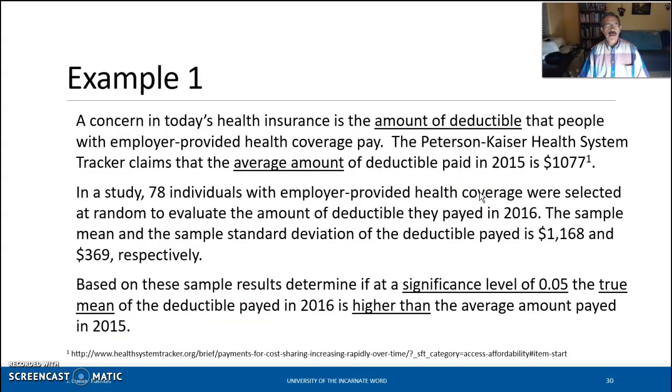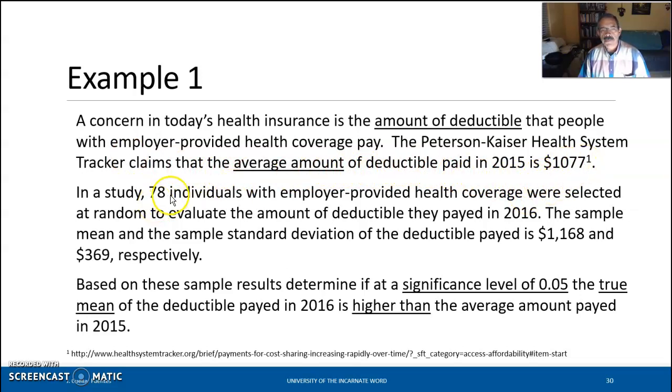You may remember, this is the first example that I showed you earlier when we were talking about the null and alternative hypothesis. So a concern in today's health insurance is the amount of deductible that people with employer-provided health coverage pay. This organization, the Peterson Kaiser Health System Tracker, claims that the average amount of deductible paid in 2015 is $1,077.